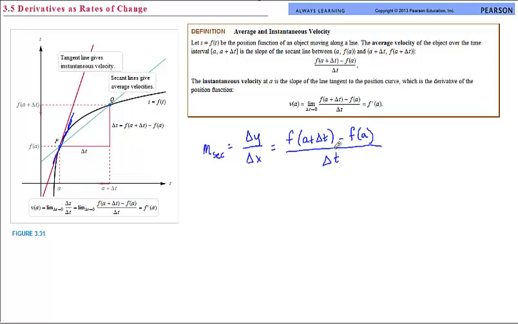So the slope of the secant line, which is right here, is very closely related to the slope of the tangent line. All I need is to make those 2 points so close together that their distance becomes 0. And that's the main difference between the secant and tangent lines.